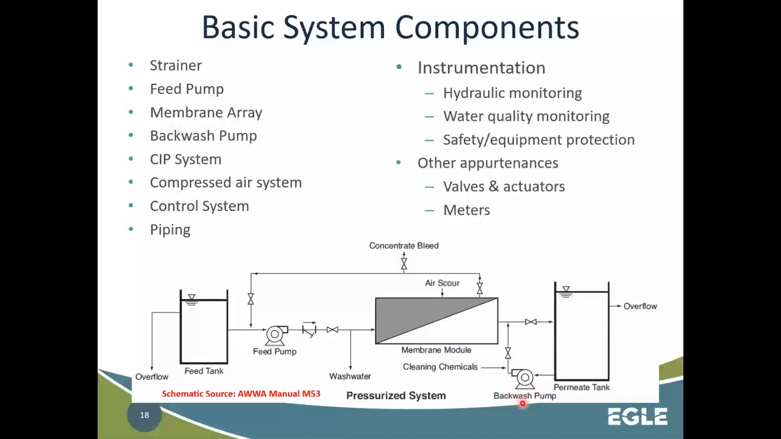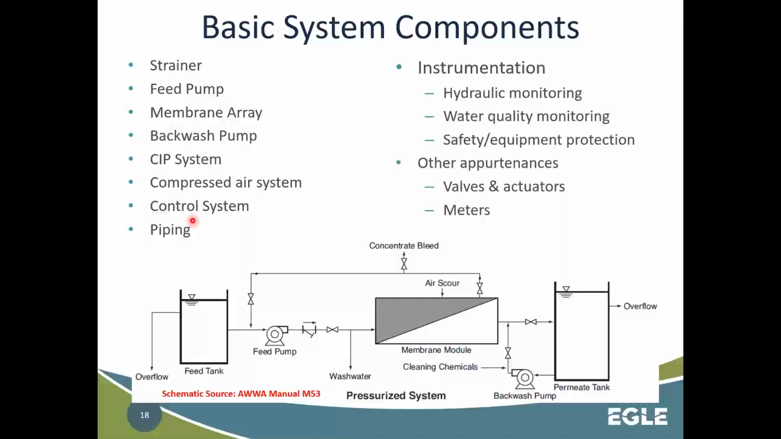You're going to have a backwash pump. You're going to have a CIP, that's clean in place system, so you see where cleaning chemicals are introduced. There's a whole separate room where you have all your chemical feed, and then that would get piped in for when cleaning is needed. Compressed air system is a critical component for all of these. So you see you have air scour here, that's going to come from the compressors.